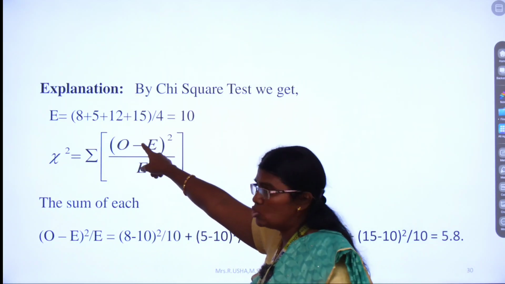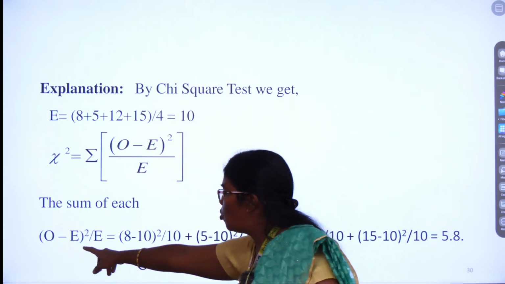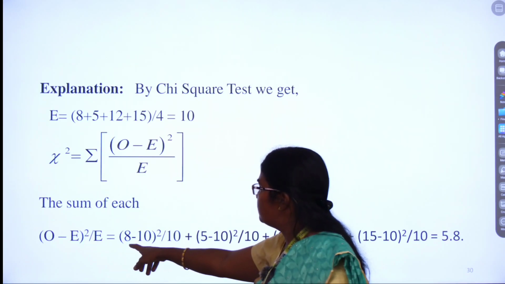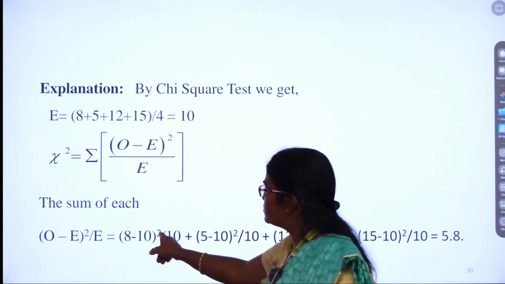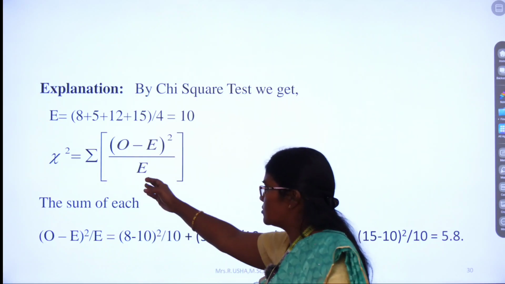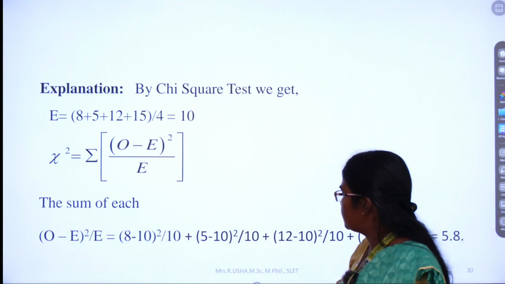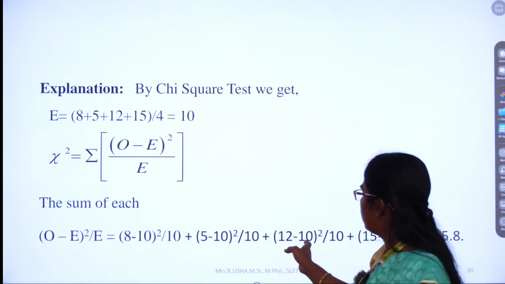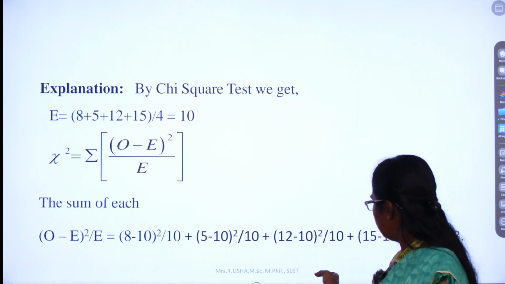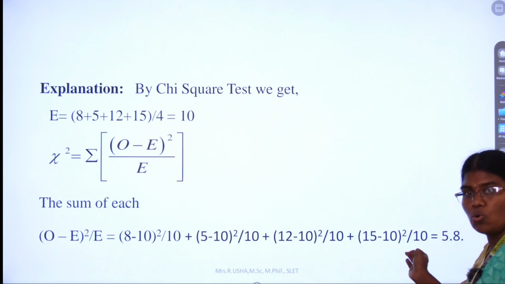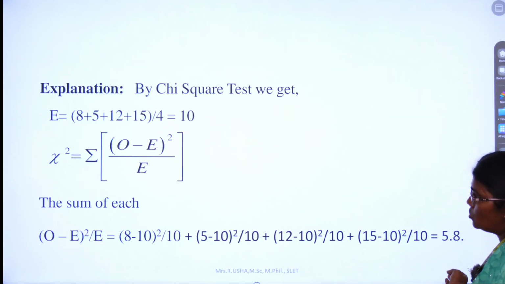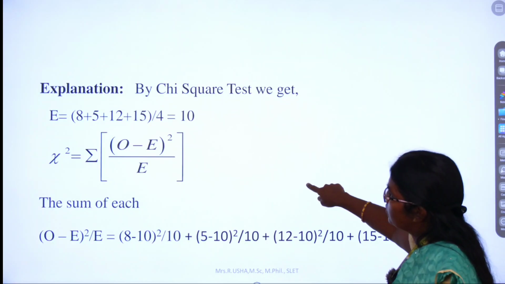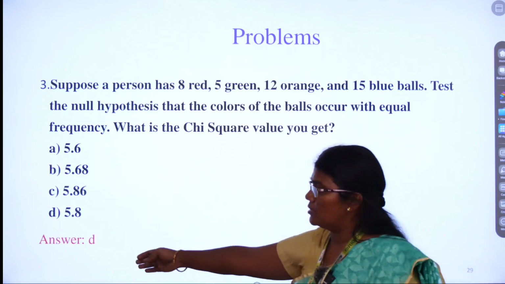8, 5, 12, 15. Therefore (O minus E) whole square by E will be: observed value 8 minus 10 whole square divided by 10, because we divide by E here, plus 5 minus 10 whole square by 10, plus 12 minus 10 whole square by 10, plus 15 minus 10 whole square by 10. So that is equal to 5.8. So the answer is D.